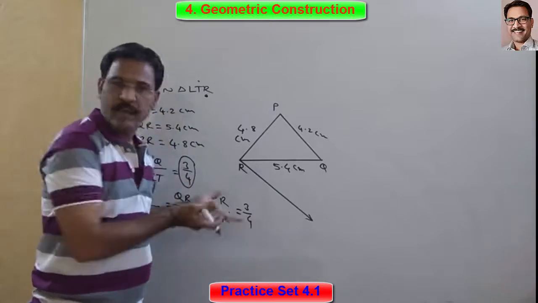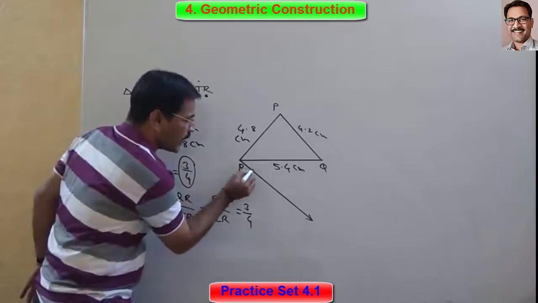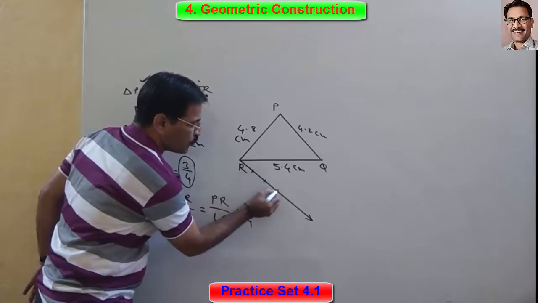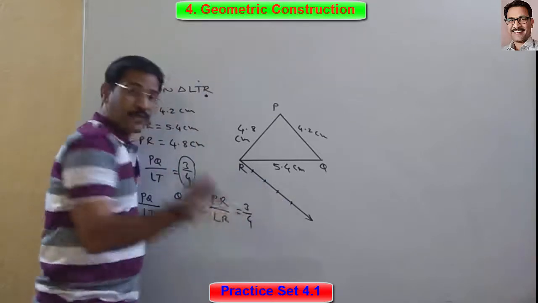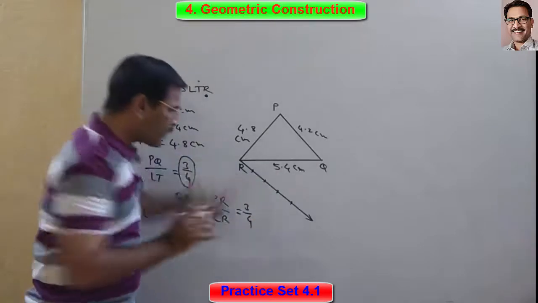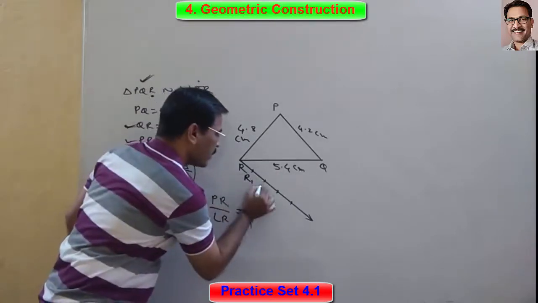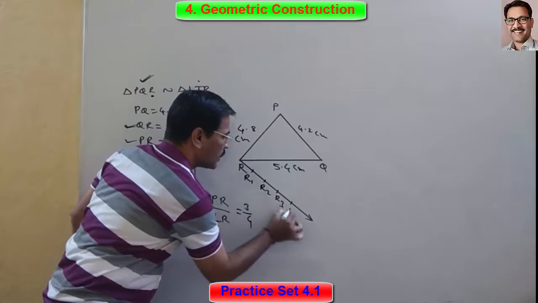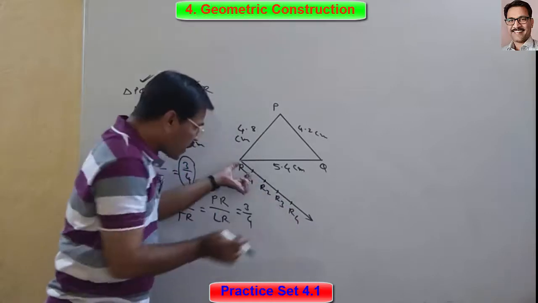Okay. Now it is a rough figure. So I will make here 4 equal parts, 1, 2, 3 and 4, by using a compass. Afterwards, this is nothing but R1, R2, R3 and R4. This is just equal distance.